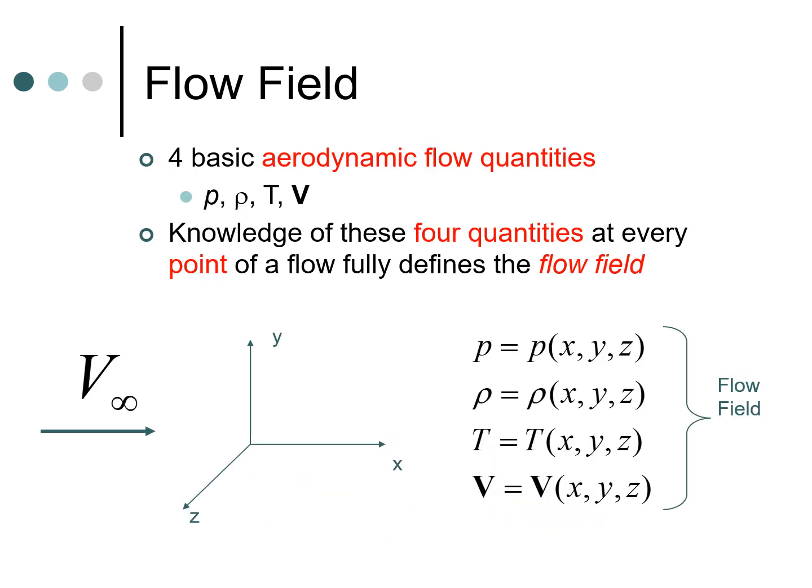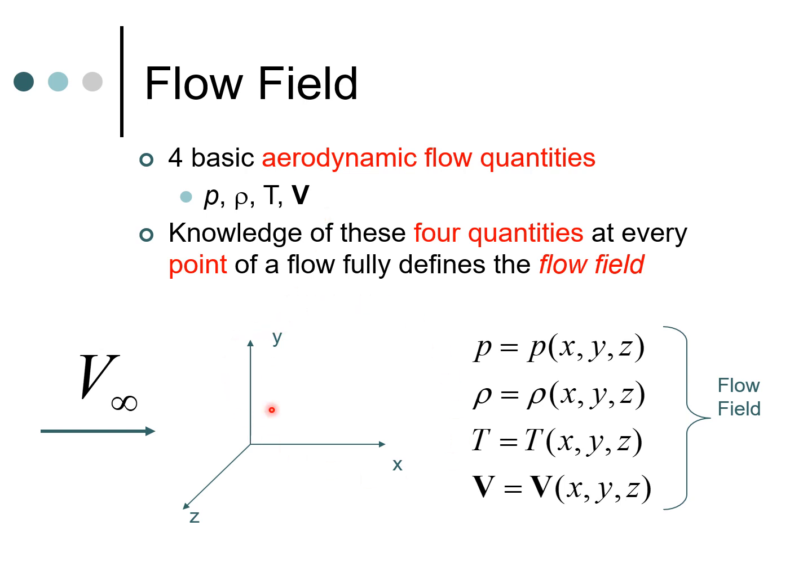So now we are going to summarize this very important theory which we have learned, and that is that there are four basic aerodynamic flow quantities, being the pressure, the density, the temperature, and velocity. So that's P, rho, T, and V. And I have made V bold here because V is a vector. Knowledge of these four quantities at every point of a flow essentially fully defines the flow field.